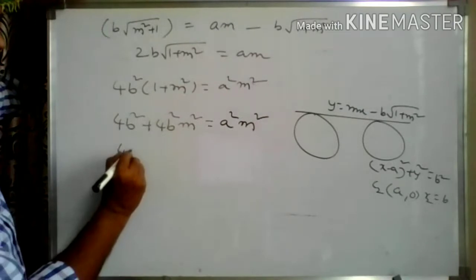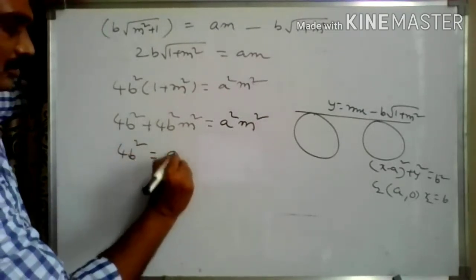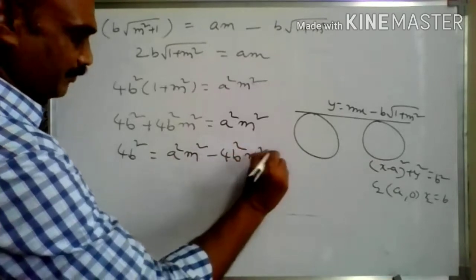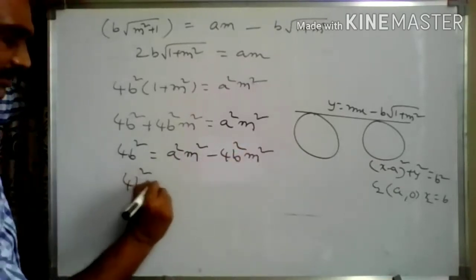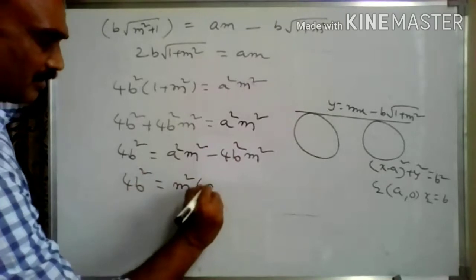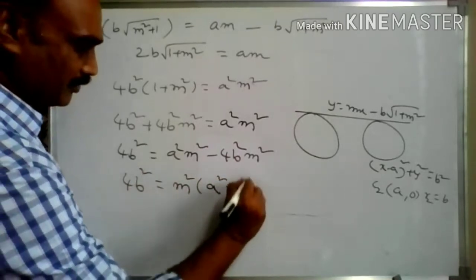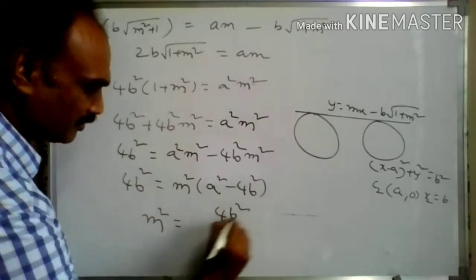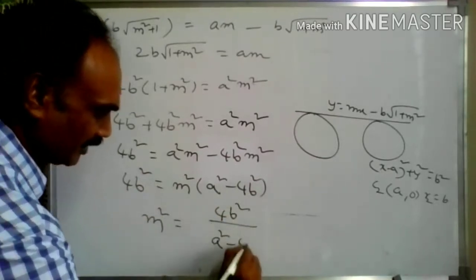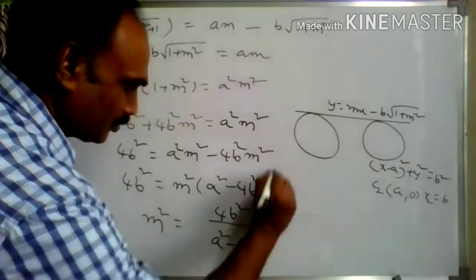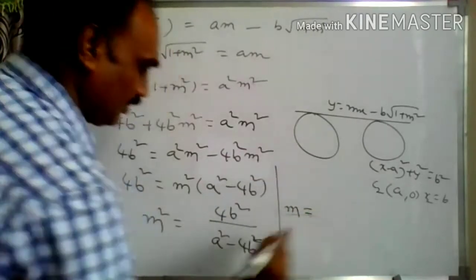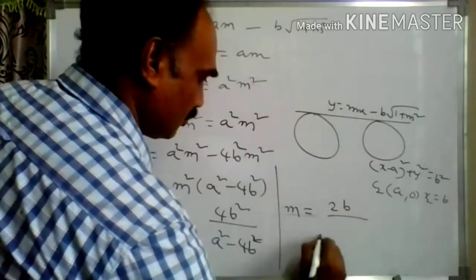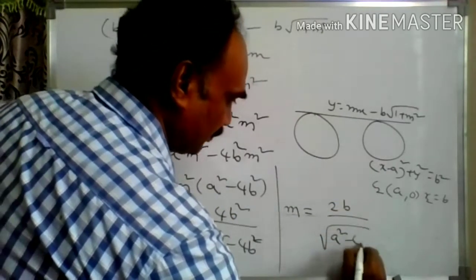Friends, 4b square is equal to a square m square minus 4b square m square. So 4b square is equal to, taking m square common, m square into (a square minus 4b square). So m square is equal to 4b square by (a square minus 4b square). Friends, what is m? m is equal to root of 4b square, 2b by root of a square minus 4b square.